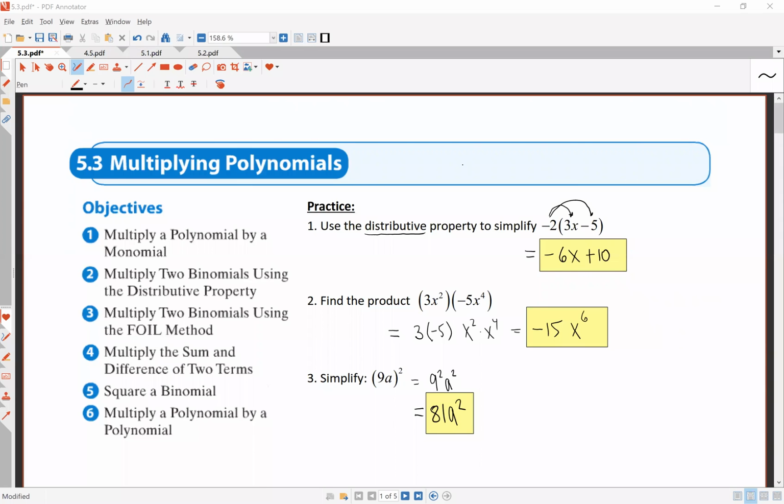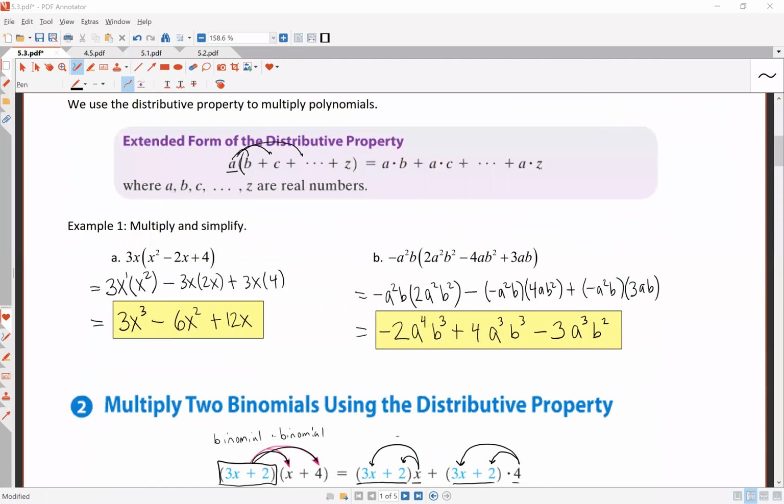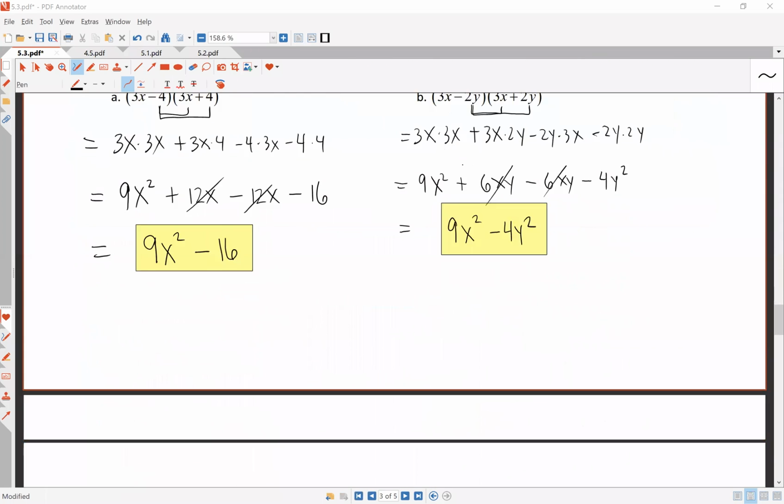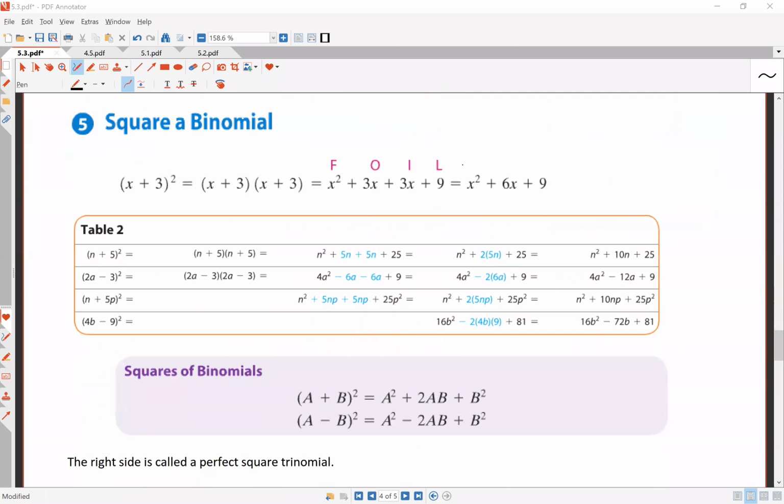This video covers section 5.3, Multiplying Polynomials. Objective 5, Square a binomial. Squaring a binomial means to have an exponent of 2 on the binomial.